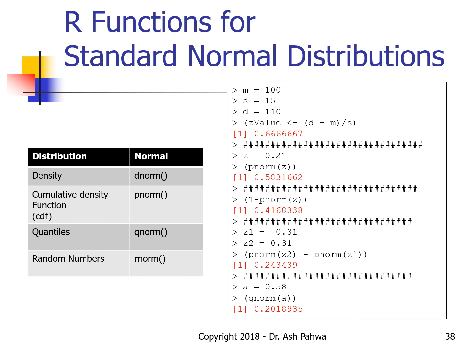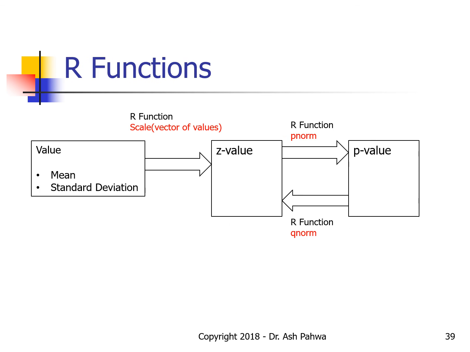So we can go from z to p, and p to z using these functions. These are the R functions. As I said before, scale is a function that will give you the z value from a value, pnorm will give you the p value from a z value, and qnorm is going to give me the z value from p values. So these functions are used in R.